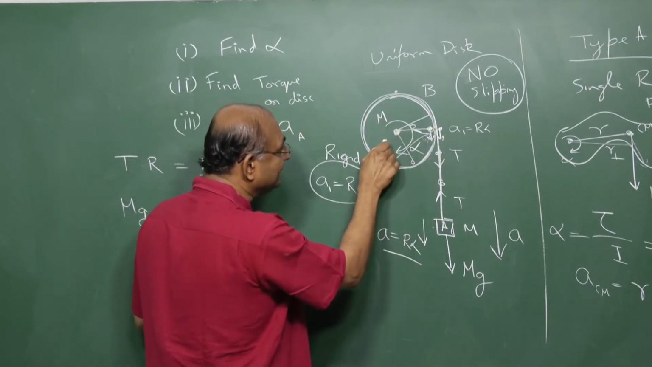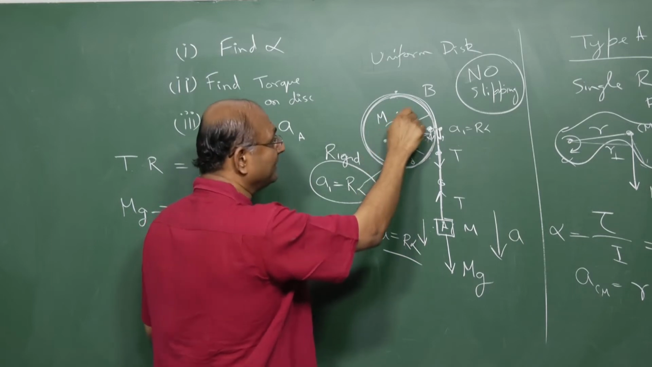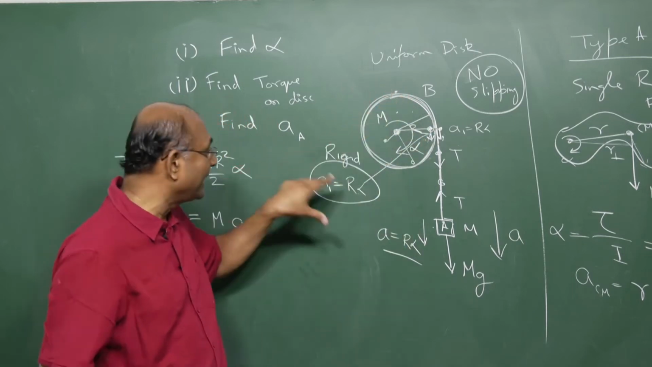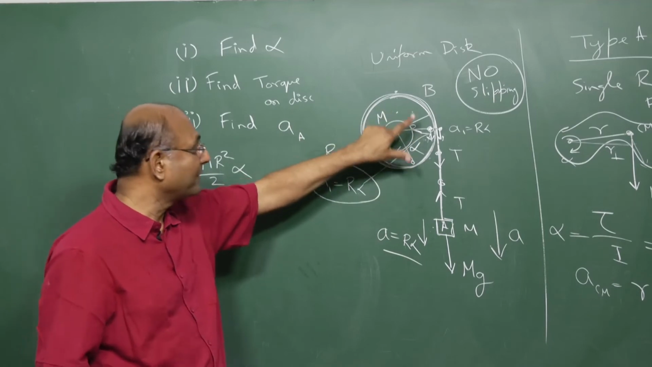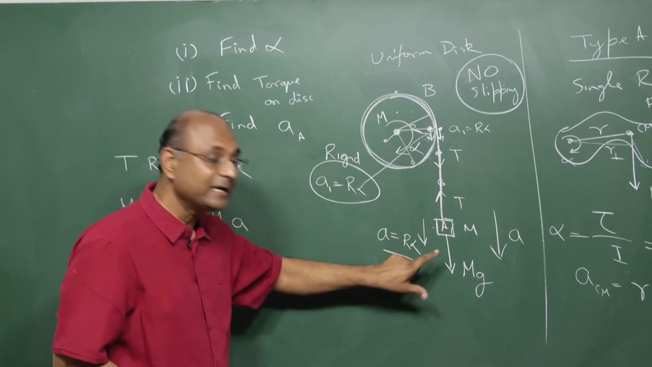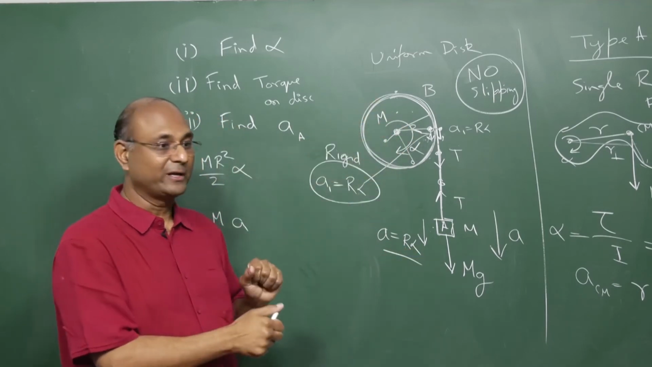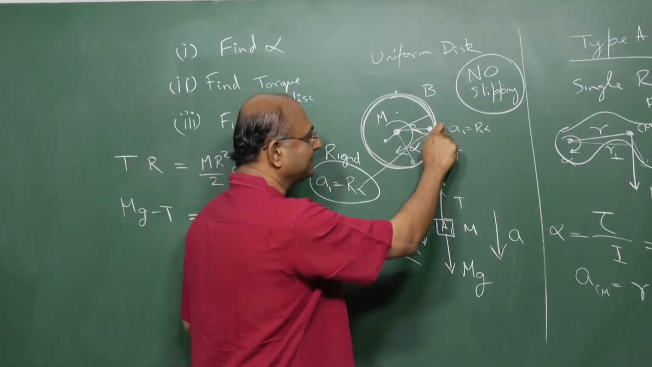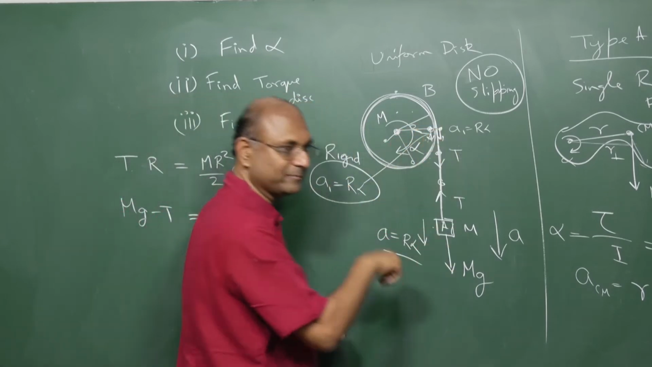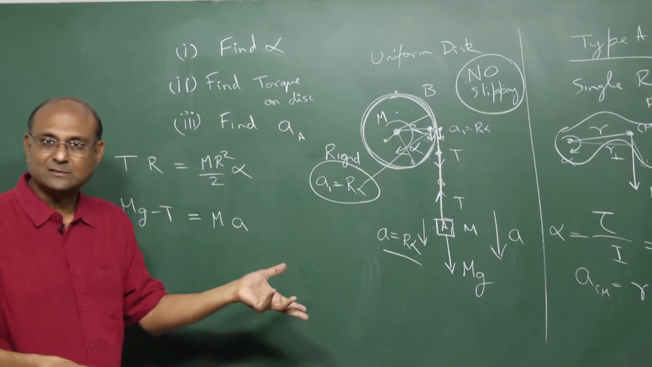This point is a different R. This point is a different R. They are all rigid bodies, so you can use A equals R alpha for different points on the rigid body. Here we are using it for something which is not part of the rigid body. That is because this is equal to this, which is equal to this, which is equal to that. Now you may think that I am just doing this as like too much.